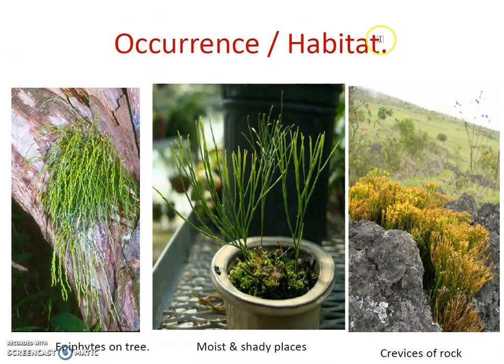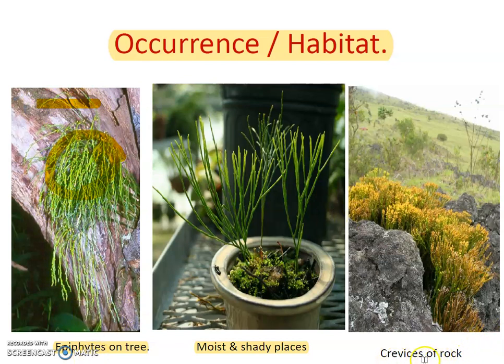Occurrence and habitat. Where does it occur? Generally Psilotum occurs in moist and shady places. It can also be cultivated as an indoor plant, and in the forest they grow on other plants, so they are epiphytic. This is Psilotum growing on the trunk of another plant, called the epiphytic condition.